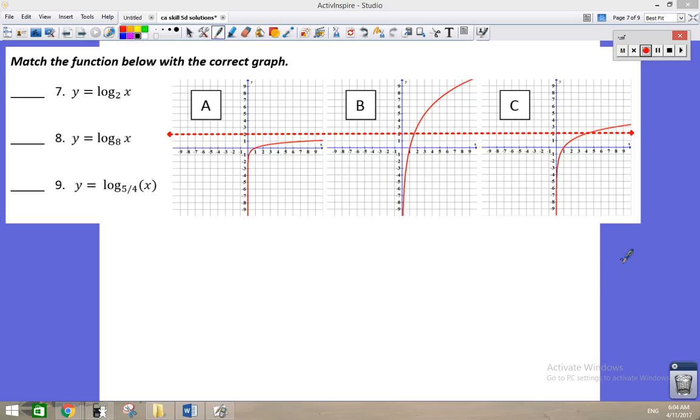We're taking a look at skill packet 5 problems, exponential functions and log functions, but this homework is focusing on the log functions and properties of logarithms. And here we have 3 log equations and we have 3 graphs that we want to match the equation to the graph.